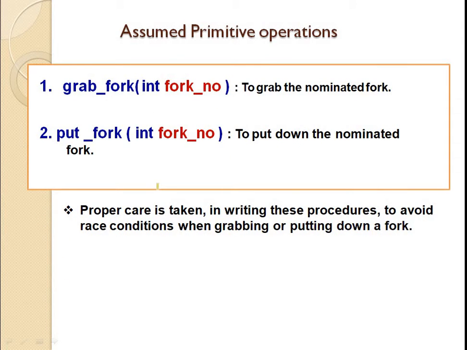So assume there are two primitive operations: one is grab fork and the second is put fork. Proper care is taken in writing these two procedures to avoid race conditions. After the eating mode is completed, the philosopher should leave the forks, putting them back on the table.